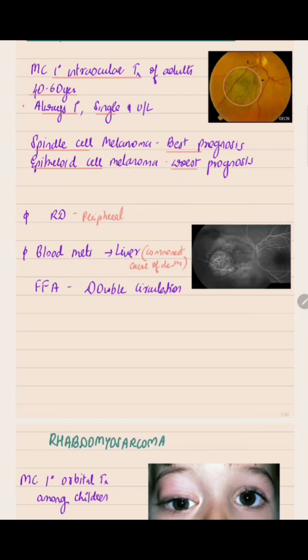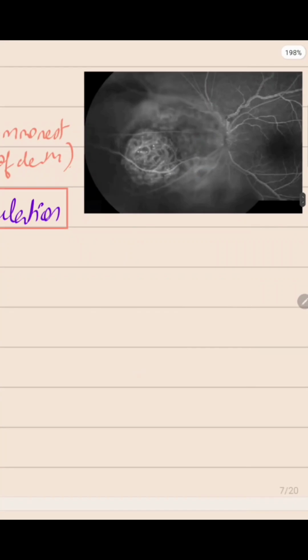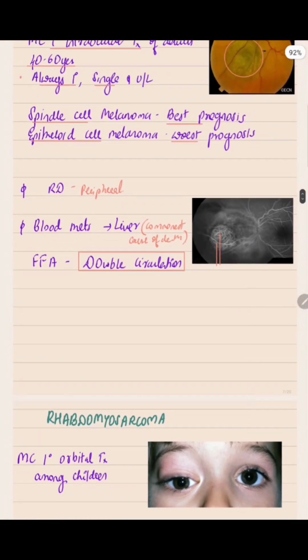In FFA, we will see a double circulation. This is a double circulation characteristic of choroidal melanoma, that is, both the retinal vessels and the mass will be fluorescent at the same time. Both are hyperfluorescent at the same time. That is, double circulation is seen in malignant melanoma.